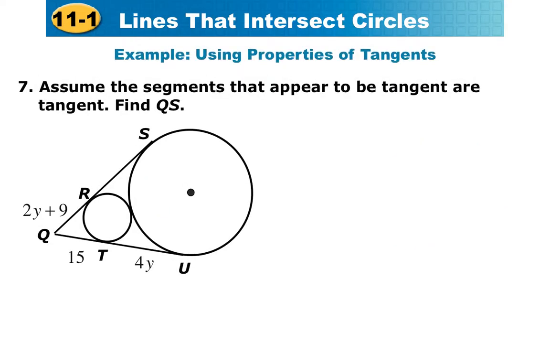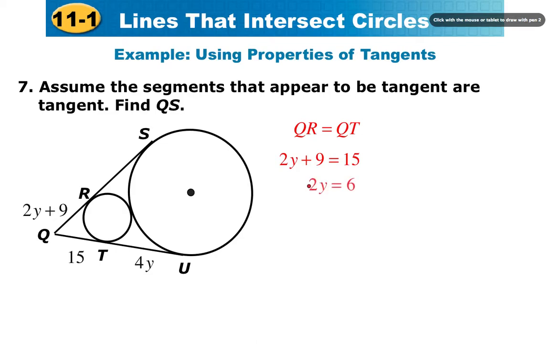This is the last problem. Same directions as number 6, and they want you to find QS. Again, we can write this equation because of theorem 11.1.3. These two distances are equal. We substitute, we get 2y. These two distances QR and QT are equal. And also QS and QU, but let's just focus on this one first. So we solve for y, a little bit of algebra, we get y is equal to 3.